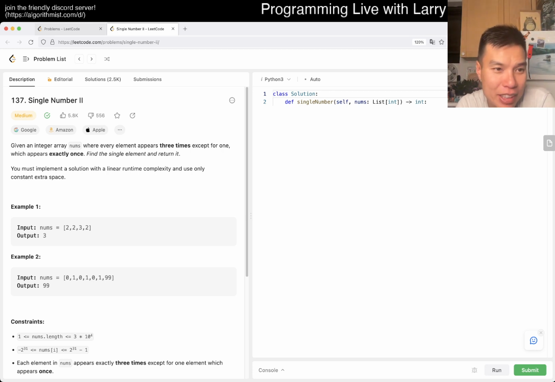Today's problem is 137, Single Number 2. All right, which one is this? So, given an integer array nums where every element appears 3 times except for 1, which appears exactly once, find the single element and return it.